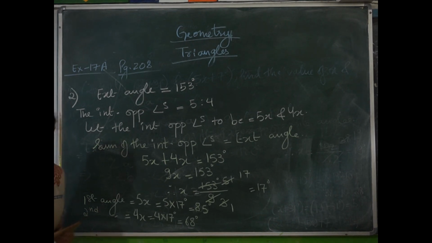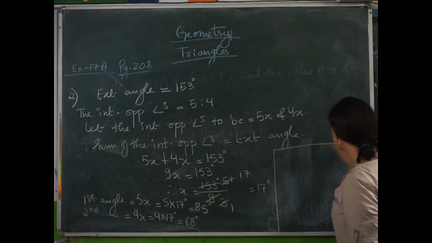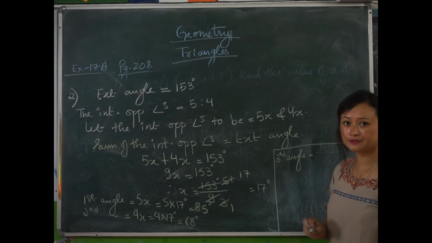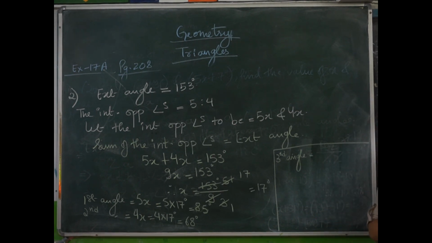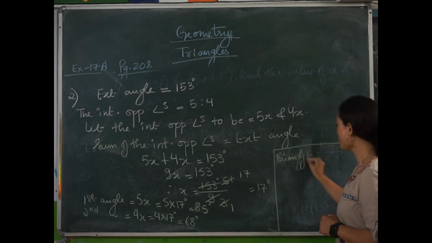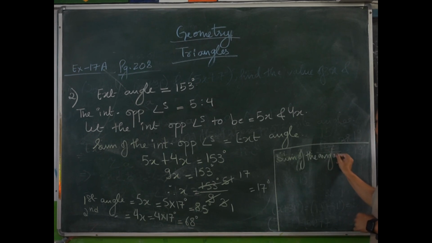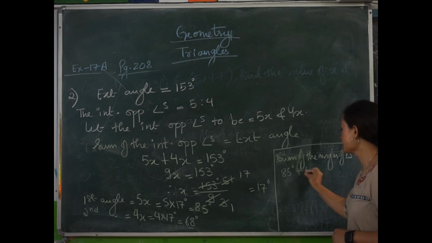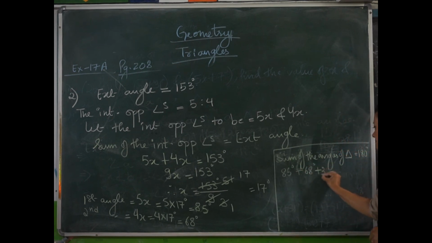Now how do we calculate the third angle? In order to find the third angle, we go with the concept that the sum of the angles of a triangle is equal to 180 degrees. So we know one angle is 85 degrees, another one is 68 degrees. We don't know the third angle.